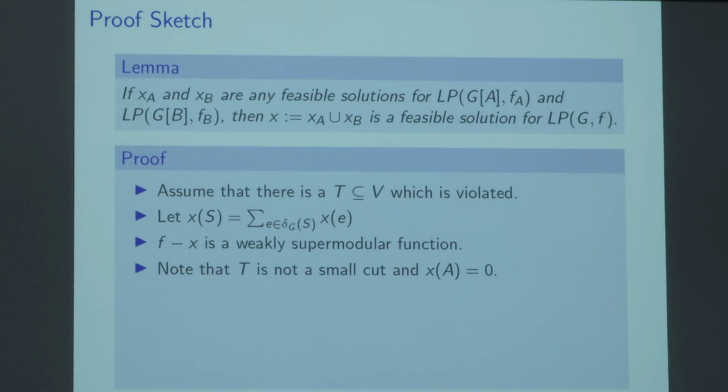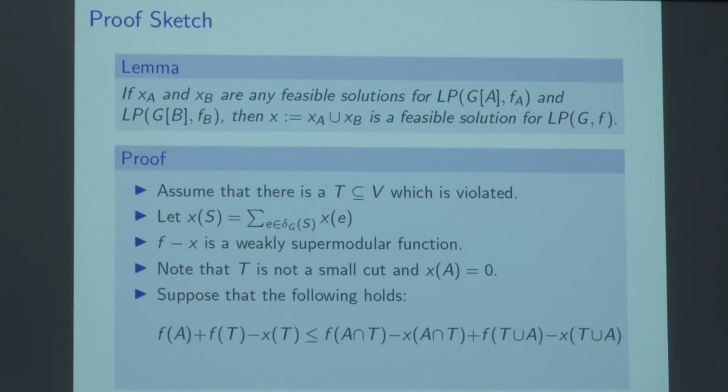Okay, so f is a weakly supermodular function, and since X of S is a submodular function, f minus X is again a weakly supermodular function. And recall that T cannot be a small cut violated by definition, because a small cut is empty, and there are no edges going across A. Since A was a small cut, it's empty and X of A is equal to 0. So basically, we know that the weakly supermodular inequality holds for A and T.